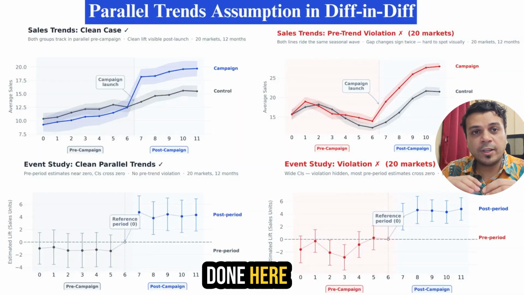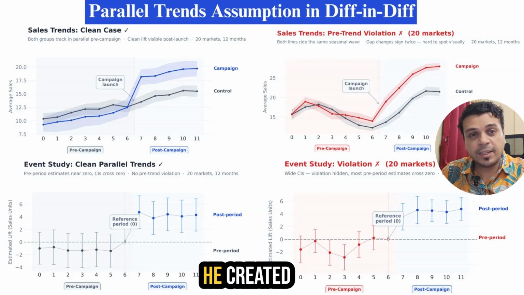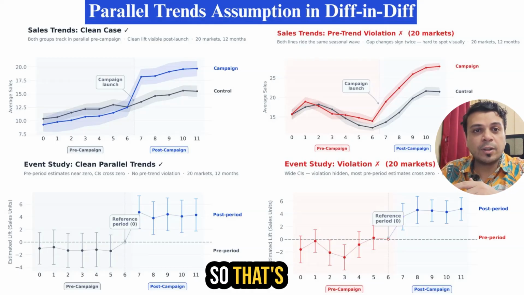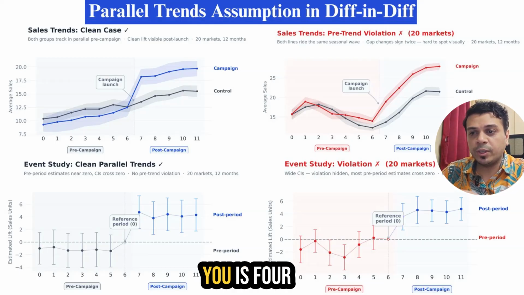By the way, what I've done here is used a certain package called Diff-in-Diff by Isaac Gerber, a very well-known data scientist. He created an open source package in Python, which is on GitHub. I've left the link to that as well in the description. So that's what I've leveraged to build this one here. What's in front of you is 4 charts.